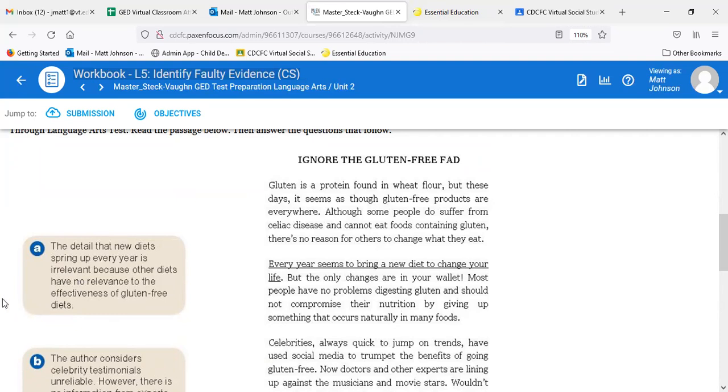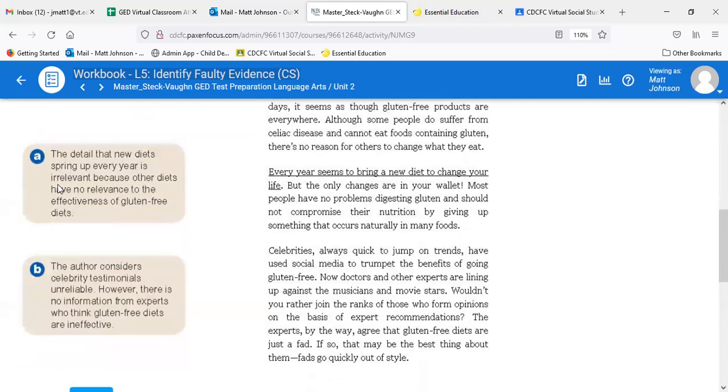So it says over here in our text box that the detail that new diets spring up every year is irrelevant, though, because other diets have no relevance to the effectiveness of gluten-free diets. So that's not a legitimate comparison, right? Just by saying, well, a new diet pops up every year. Yeah, I mean, the gluten-free diet is another sort of fad, but that's not really relevant to the point of why you should continue to eat gluten.